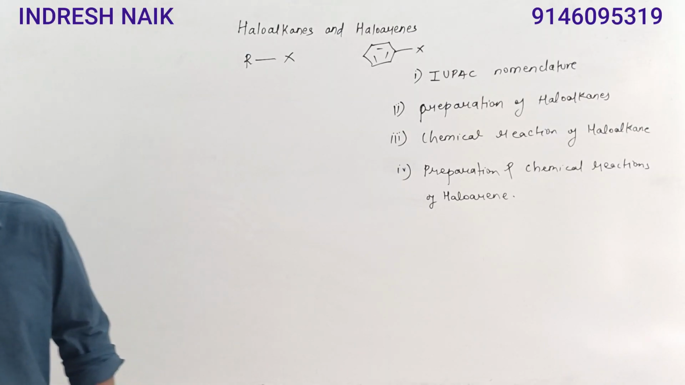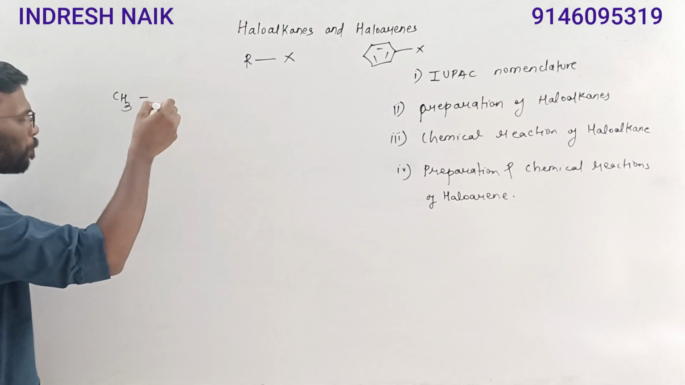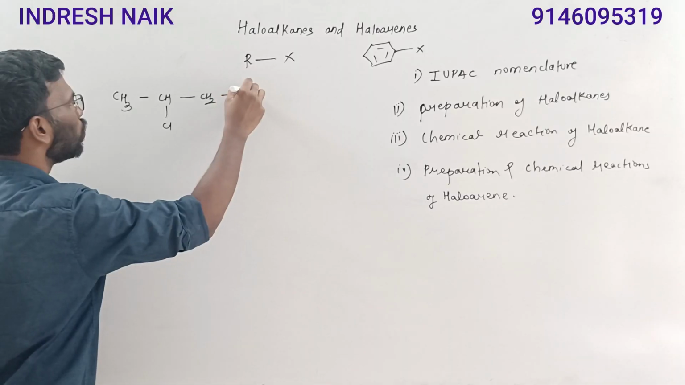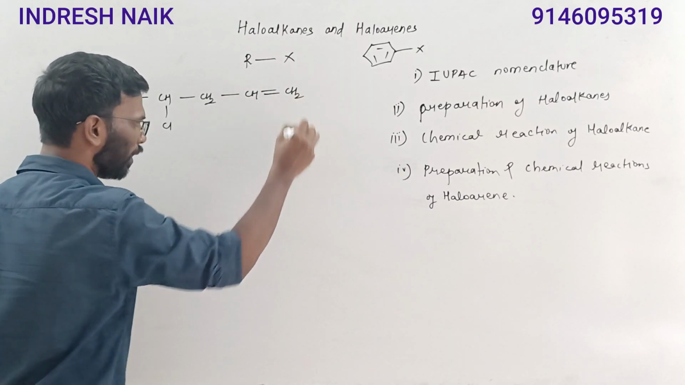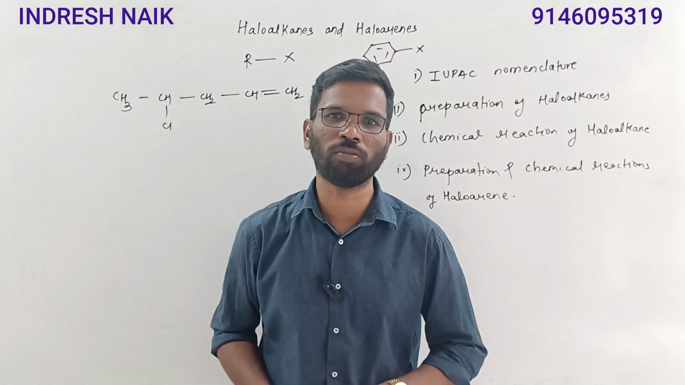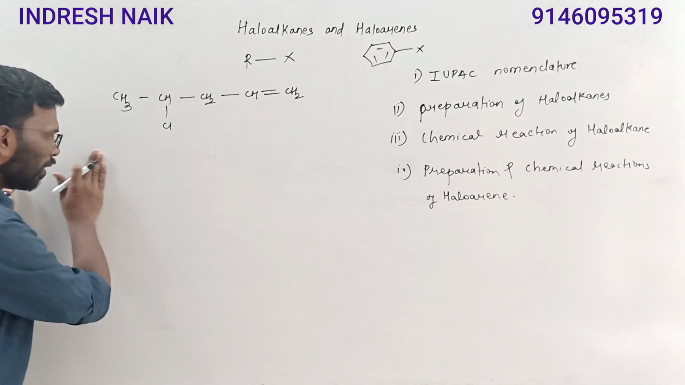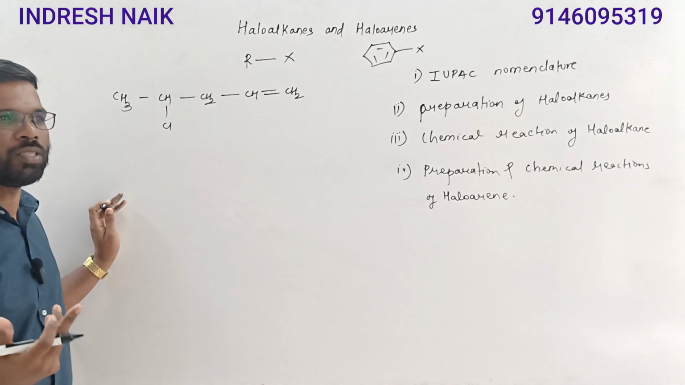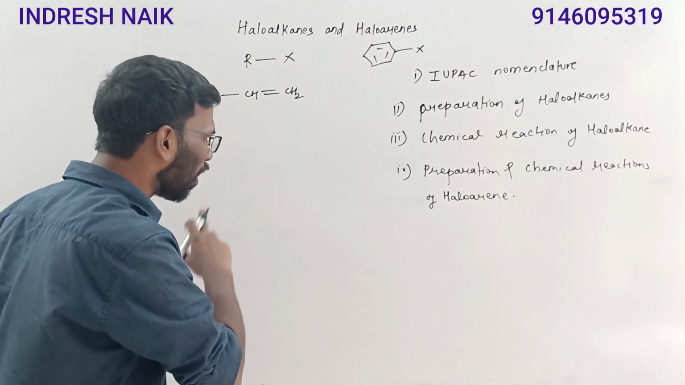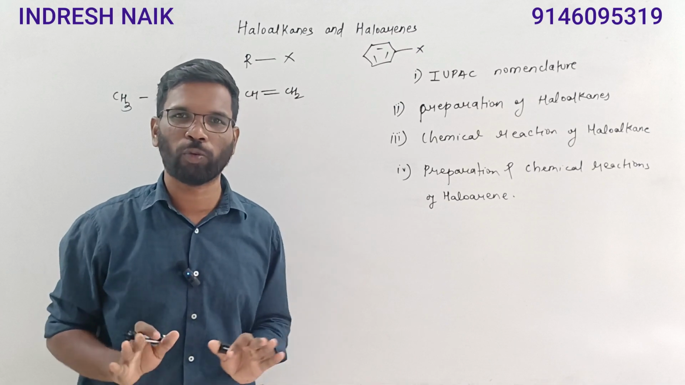So we'll start with the IUPAC nomenclature. If I have a structure this way, CH3, CH, Cl, CH2, C double bond, CH2. Now, this rule is common to any IUPAC nomenclature you are doing. All the rules and guidelines of IUPAC nomenclature are organized around this one rule. Remember this rule, and you will never go wrong.